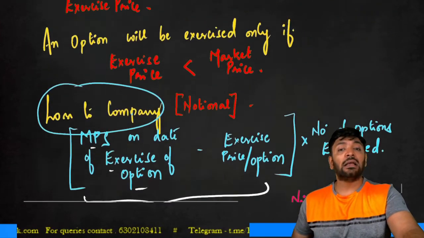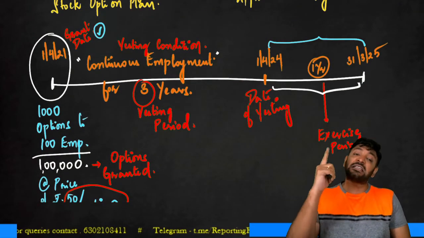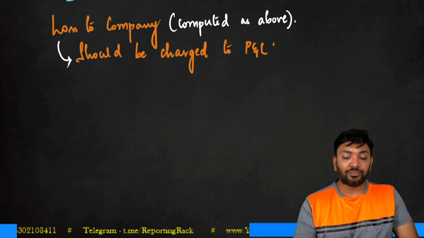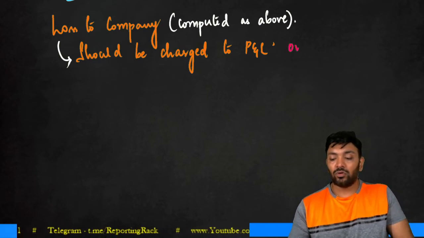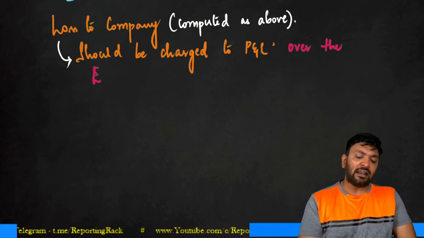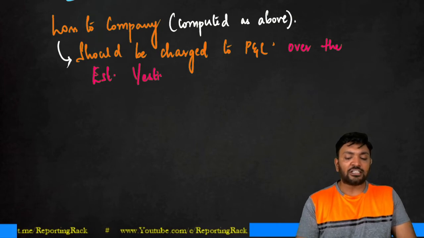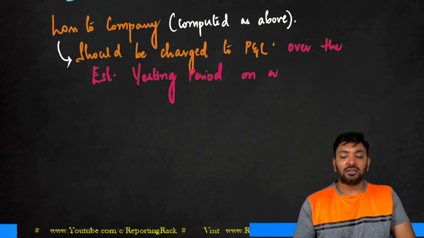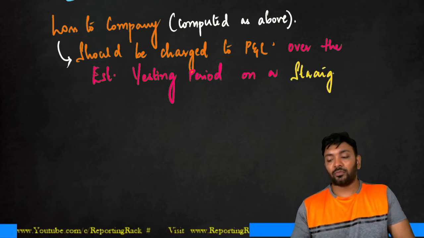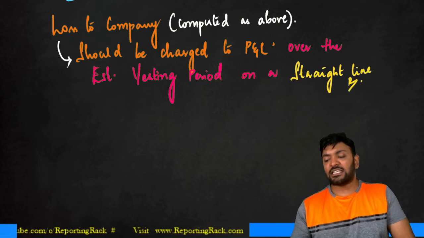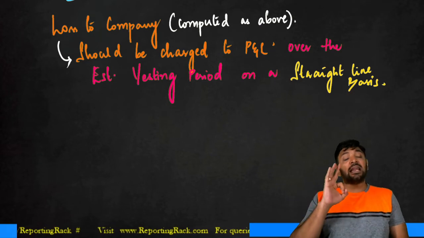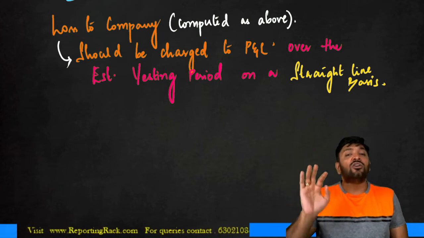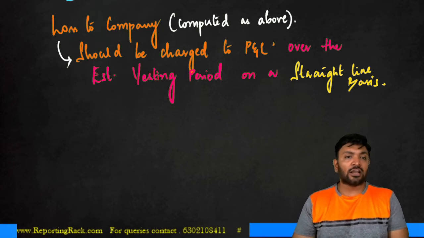But when is this loss expected to occur? This loss is expected to occur in 2024-25, 3 years later. So what is the point of debiting the P&L at one shot? So he says this loss to P&L should be charged over the estimated vesting period, the period for which vesting condition is expected to be satisfied, on a straight line basis. In this question, when I said that the loss will occur after 3 years, that 3 years is the vesting period. So whatever loss you estimate, you will have to make sure that you're allocating the loss to each of those 3 years on a straight line basis. Clear? Got the concept?